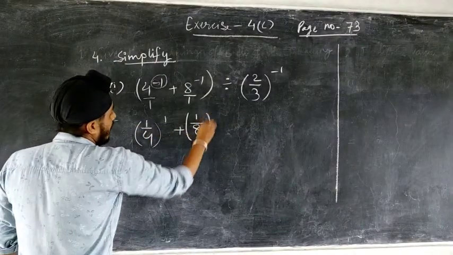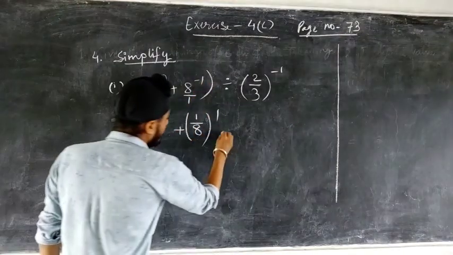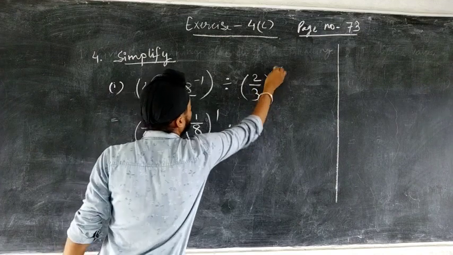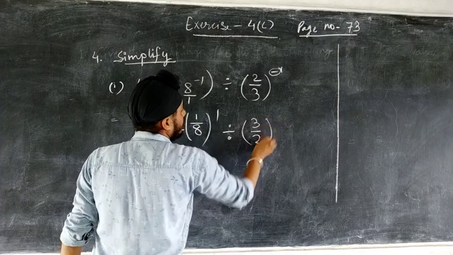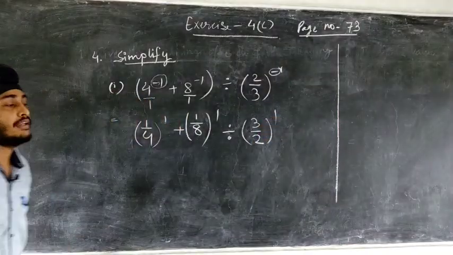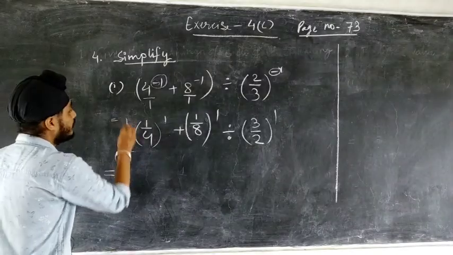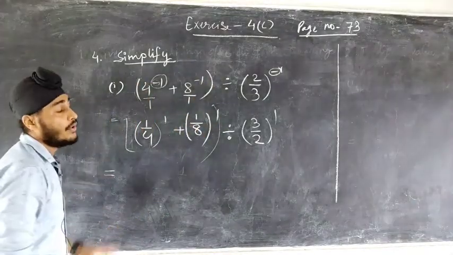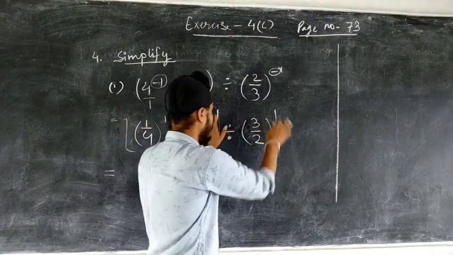by 8, and the power becomes 1, divided by, now 2 by 3 raised to -1. In order to remove this minus, what will we do? We take the reciprocal. 3 by 2, the power becomes +1. Clear? Now we'll solve this. So you can see that this was in brackets. This whole portion was in brackets. So as you know the rule of BODMAS, we'll solve the bracket first, then we'll do this part.